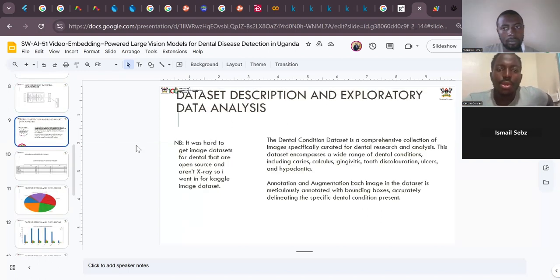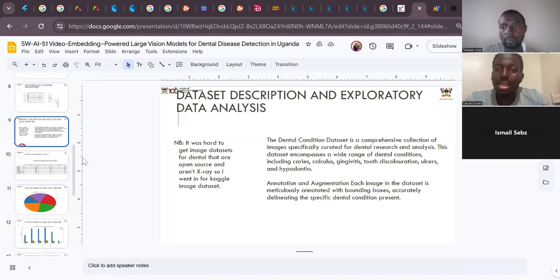So with the data set, we used a data set from Kaggle because we tried to look for image data sets that were not X-ray, that were free online. We found it hard, so we had to go in for Kaggle data sets, even though it's not allowed. Please forgive.